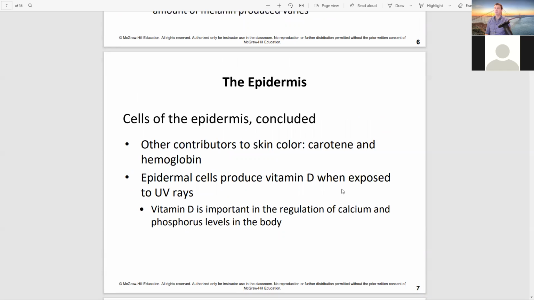Other contributors to skin color are keratin and hemoglobin. And epidermal cells produce vitamin D when exposed to UV rays. And vitamin D is important in the regulation of calcium and phosphorus levels in the body.